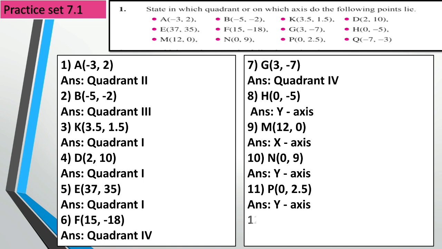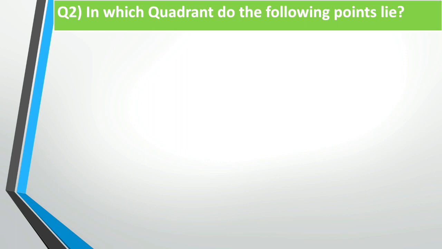The 12th one is given, point Q, -7 and -3. Both are negative. When both coordinates are negative, it will lie in which quadrant? Quadrant 3. Very good. Now student, question number 2.